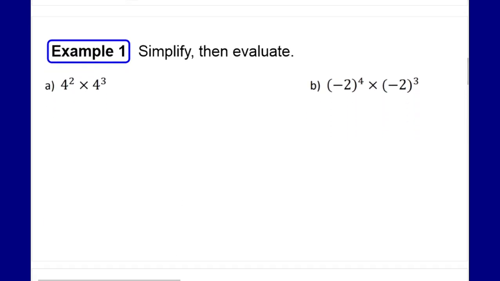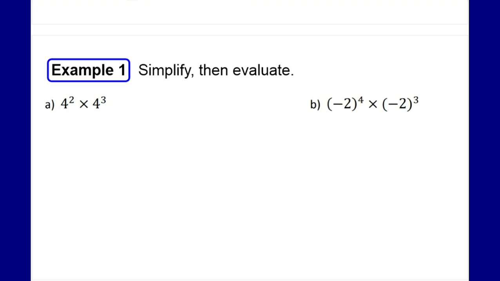So for example, let's simplify and then evaluate. Simplify means write as a single power. Evaluate means what is the value. So if I look at the first one, 4 to the power of 2 times 4 to the power of 3, we just said our product rule states that we add our exponents. So this becomes 4 to the power of 2 plus 3, which is 4 to the power of 5. So this is my simplified form.